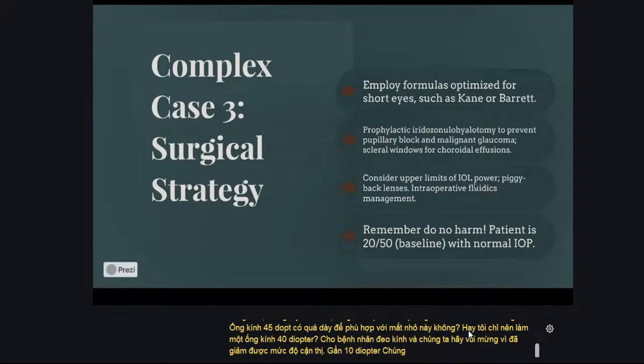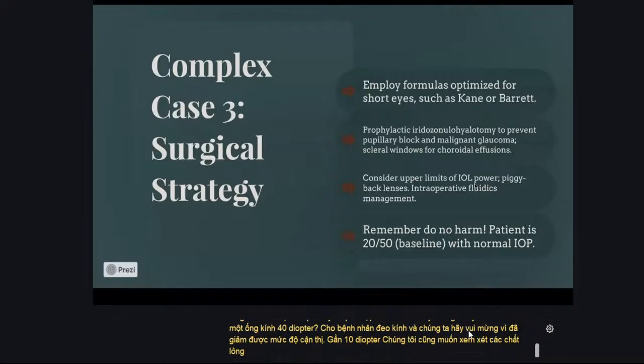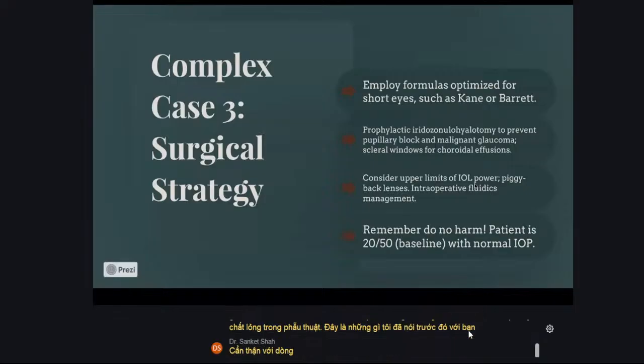We also want to consider the intraoperative fluidics management. This is what I had talked about earlier with watching out for the fluid going behind the iris through the zonules and hydrating the vitreous, closing your chamber.